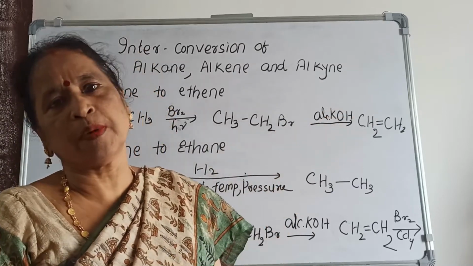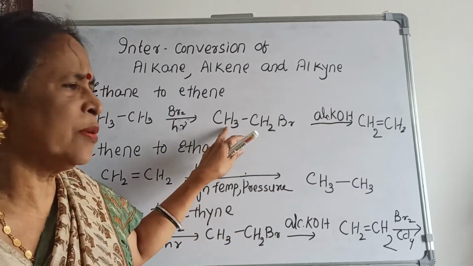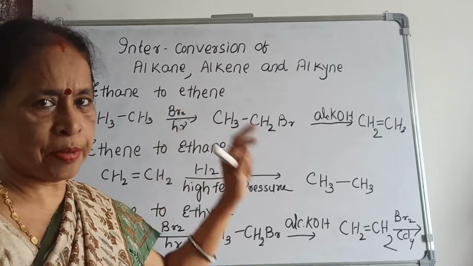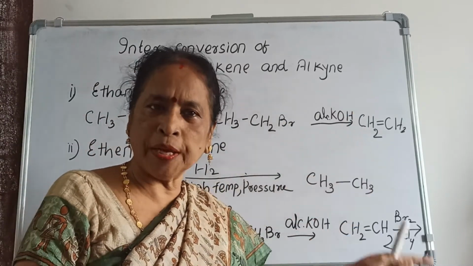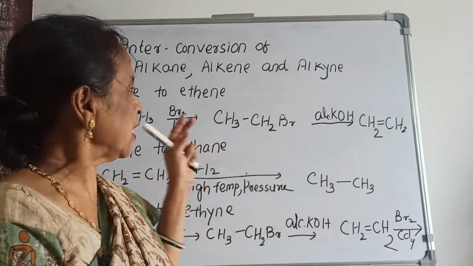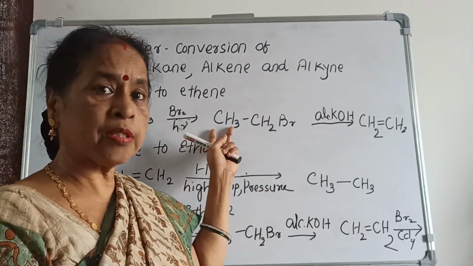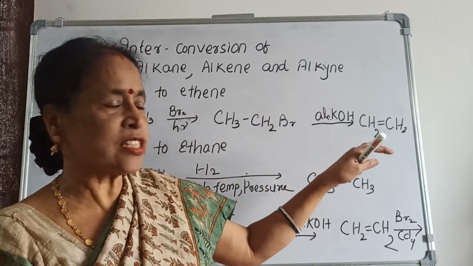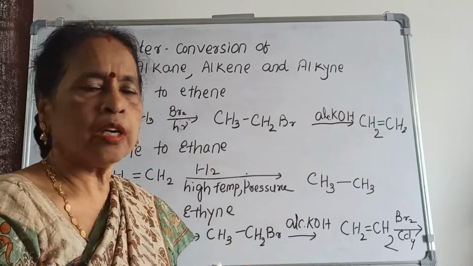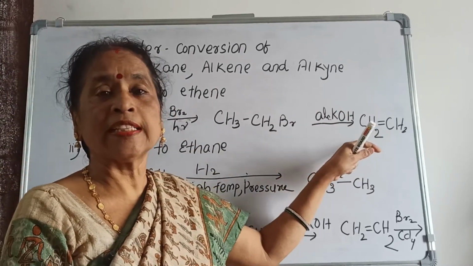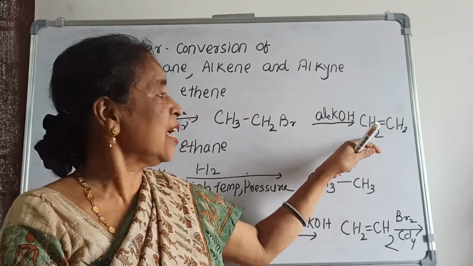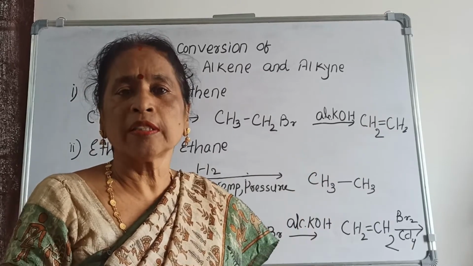KOH gives a double bond. Then how many carbons are there? 2 carbons. That means the product should have a double bond. Then what is the name? The number of carbons is 2, and the product has a double bond. That means it is sure that the product is ethene, or you can say CH2 double bond CH2.